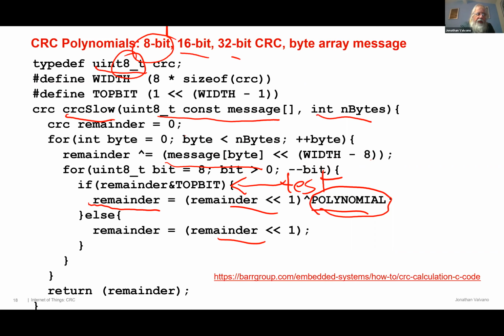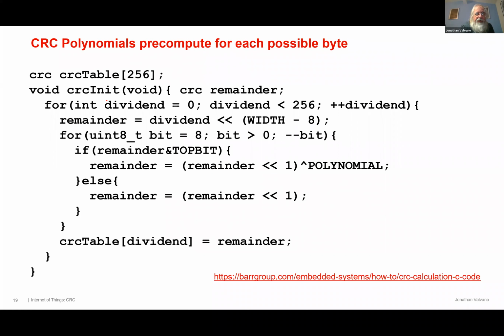So again, the hallmark here is the most significant bit of the remainder tells you whether or not to subtract, and the subtract is an exclusive OR. So again, I'll say it again. This one does a test followed by a shift, just like the other one. That's the slow version.